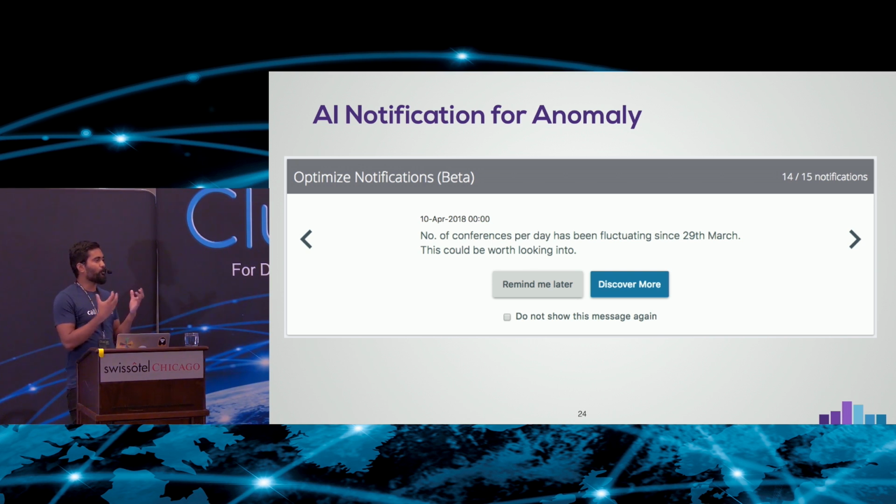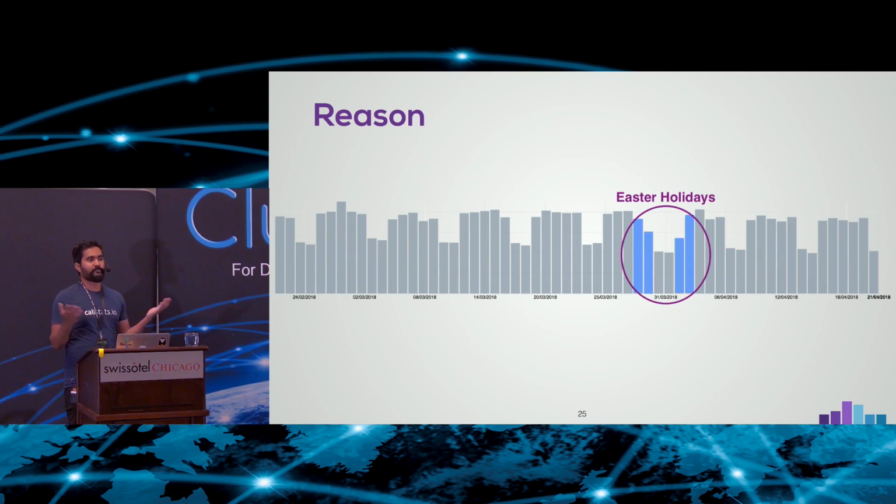So you can actually go to the dashboard and see that something is wrong on 29th March. So what actually went wrong there? If you click on Discover More, you get to the graph, and then you can analyze again. But who is actually the culprit here? We did some investigation, and we figured it was Easter holidays.